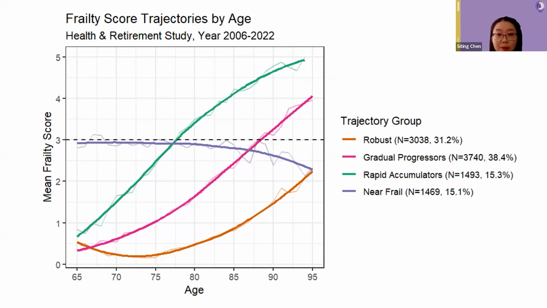If you take a look at the rapid accumulator group, the green group, it begins with low frailty, but it shows a very steep and rapid increase, surpassing the other groups really quickly and reaching the higher frailty scores by the 80s and 90s. Finally, the purple group, the neo-frail group, it starts out at a higher baseline frailty score, and it stays relatively stable across time, showing less change compared to the other groups. Overall, these trajectories highlight the substantial heterogeneity in the way frailty develops with age. Next slide, please.